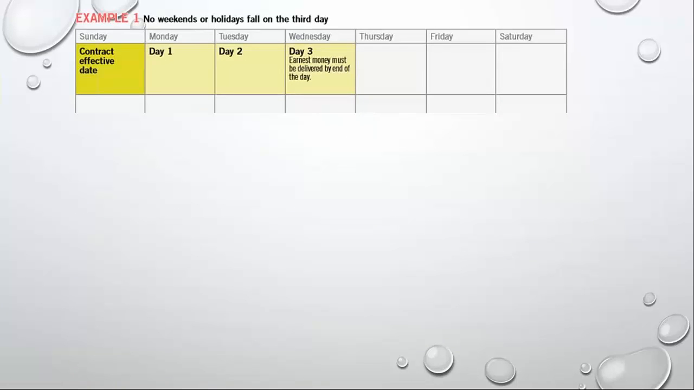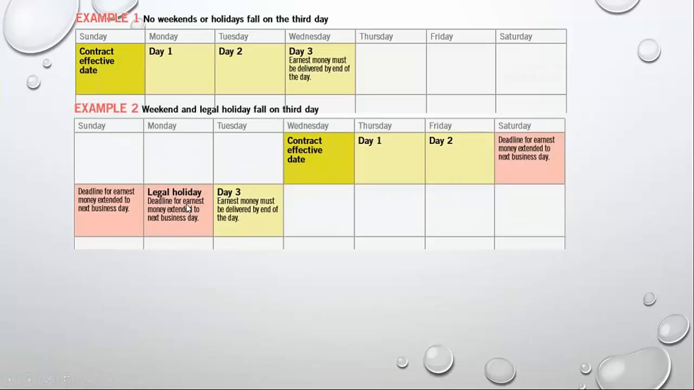Example 1 is just a regular old contract. So you get the contract, you sign it on Sunday. Day 1 is a Monday, day 2 is a Tuesday, and day 3 is a Wednesday. Earnest money is due on that day. That's easy. Now, weekend and legal holiday fall on third day.